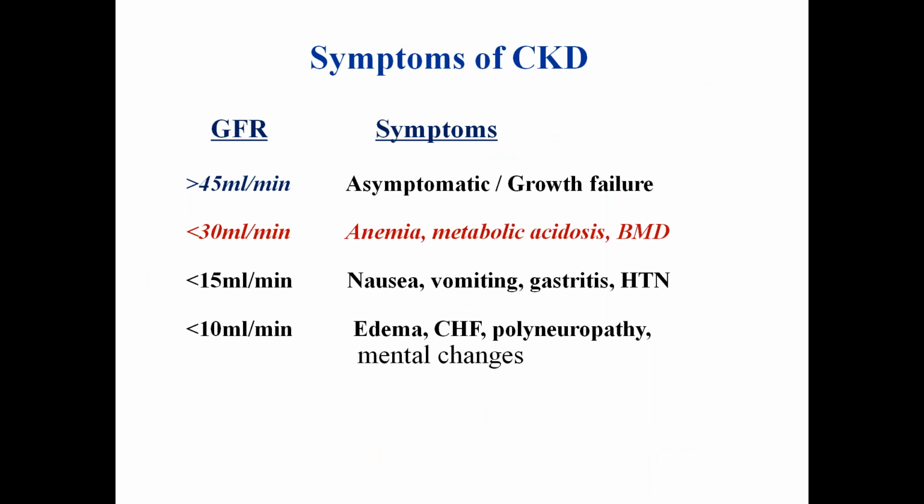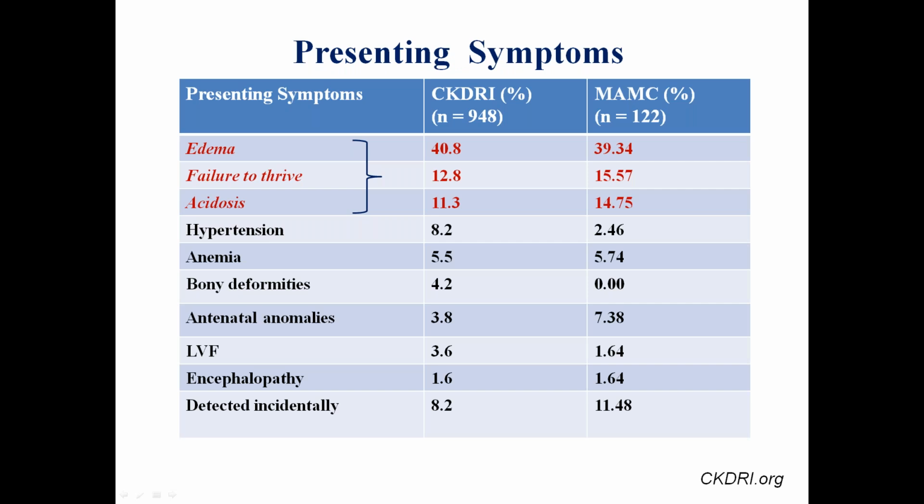If you look at the symptoms of chronic kidney disease, most symptoms develop once the GFR falls below 30 ml. Once the GFR is above 45 ml, most patients are asymptomatic, and that is one of the primary reasons why patients do not present early, and most of them present in later stages of CKD in the pediatric population. Complications like anemia, metabolic acidosis, and bone mineral disease usually present once the GFR falls below 30 ml. Similarly, symptoms like nausea, vomiting, gastritis, and hypertension present in CKD stage 4, that is a GFR below 15 ml. And once the GFR falls below 10 ml, they start developing edema, CHF, polyneuropathy, and mental changes.